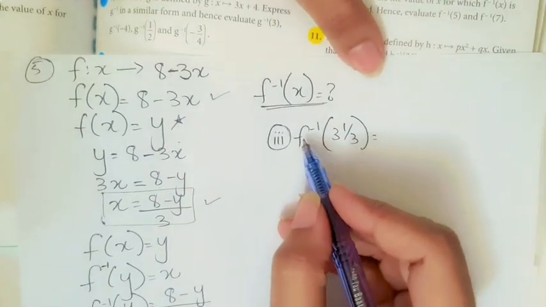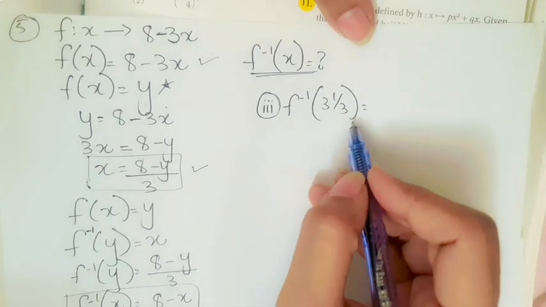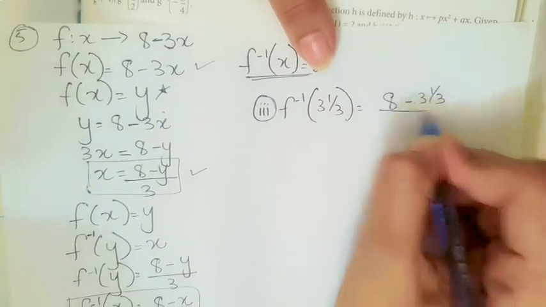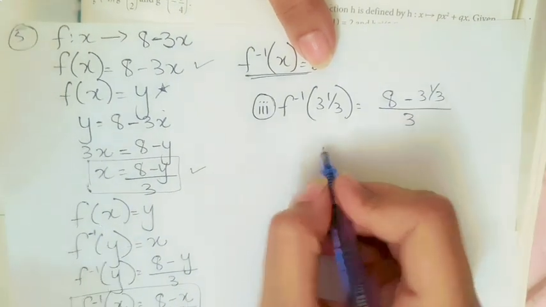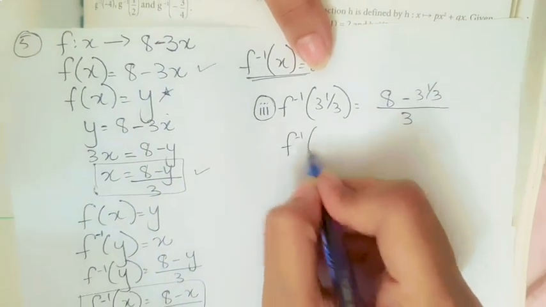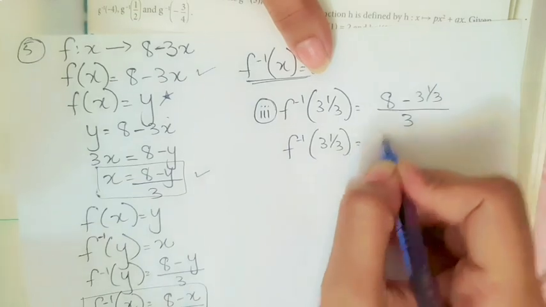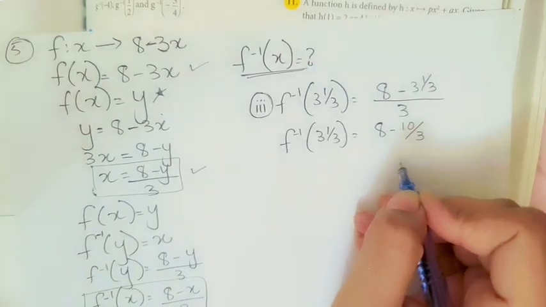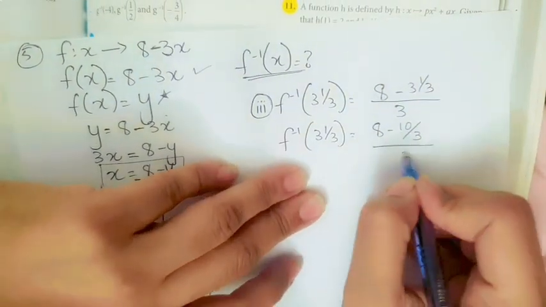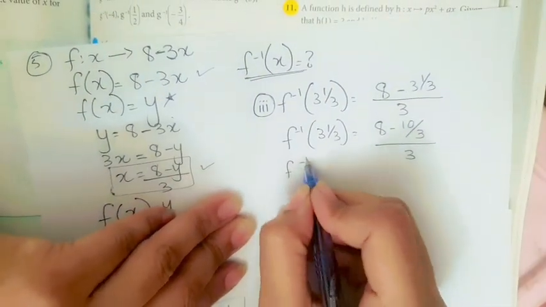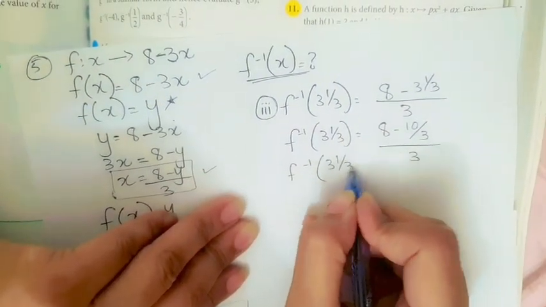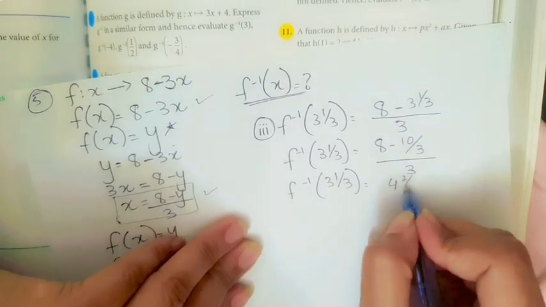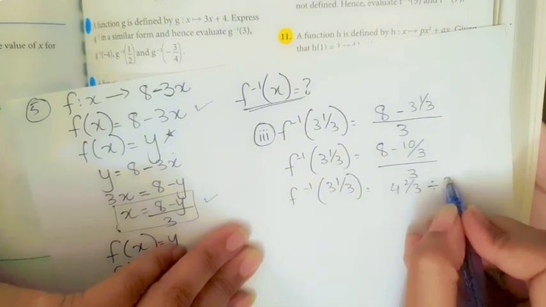Okay, so part 3 is f inverse of 3 whole 1 upon 3. Again, in place of x I am writing the value of x, upon 3. So f inverse of 3 whole 1 upon 3 would be (8 minus 10 upon 3) upon 3. If we subtract, we get 4 whole 2 upon 3 divided by 3.